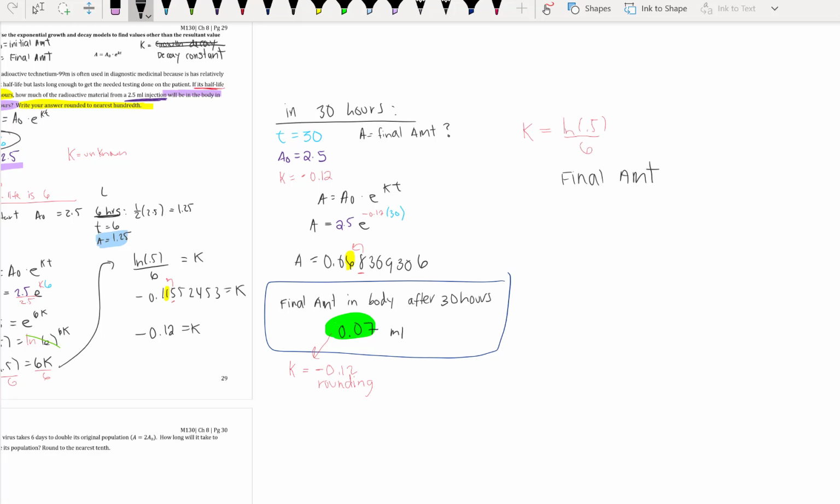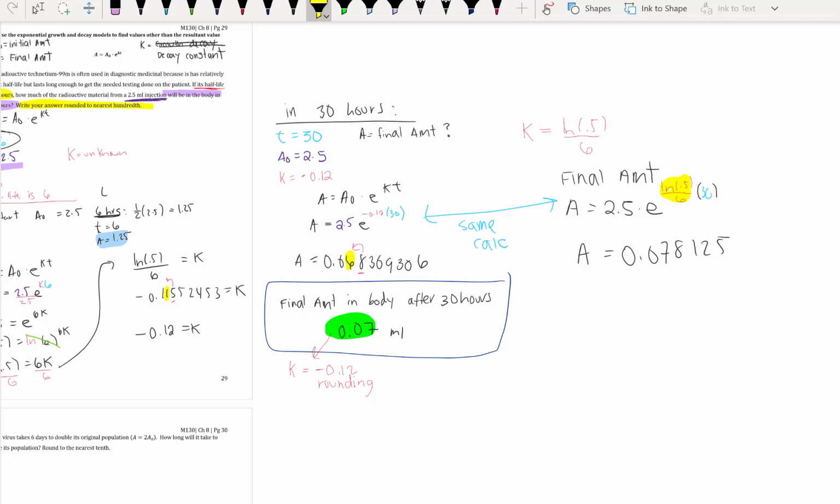The final amount would still be calculated the same, where A is equal to 2.5 times my E, but now that k value is ln of 0.5 divided by 6 times, what I said, 30. So it's the same calculation, but the difference is that we're not rounding. Instead of rounding that to a negative 0.12, we keep the exact answer.